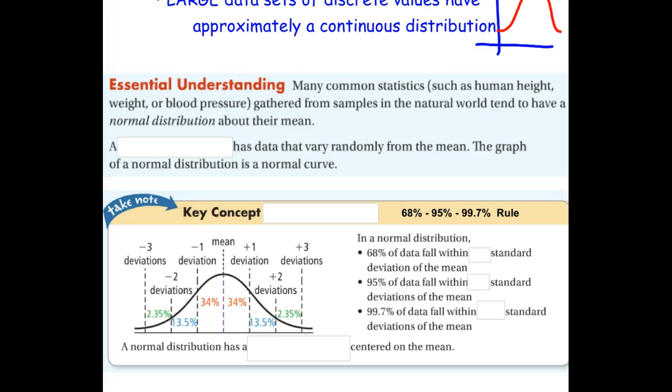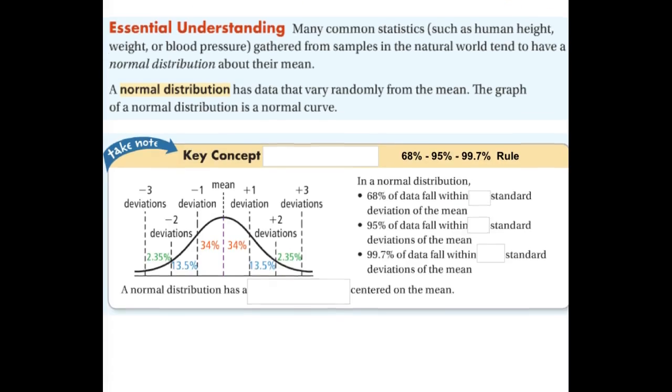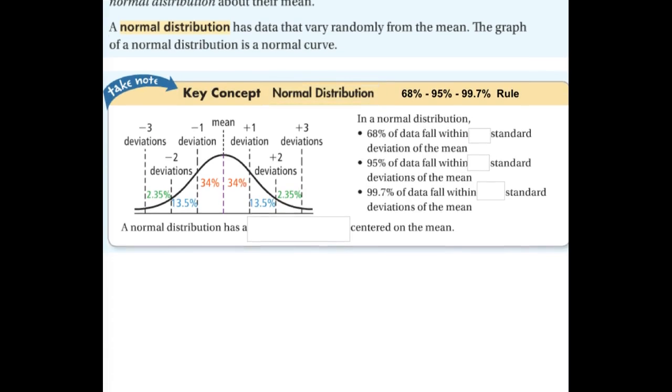A normal distribution has data that vary randomly from the mean. The graph of a normal distribution is what we call a normal curve. This next picture has a lot of information in it. We're talking about how we divide up our normal distribution. We refer to it as the 68, 95, 99.7 rule. Go ahead and circle that. We're going to need that a little later in our notes as well.